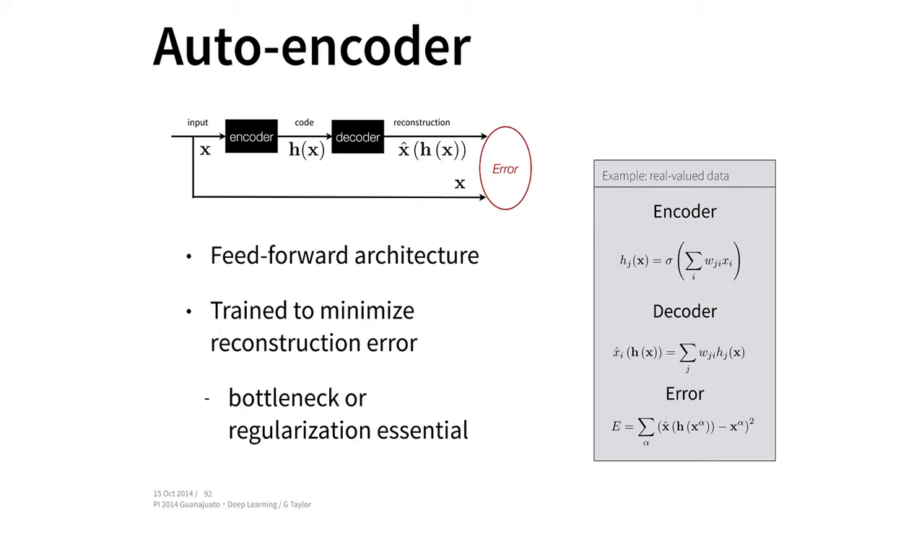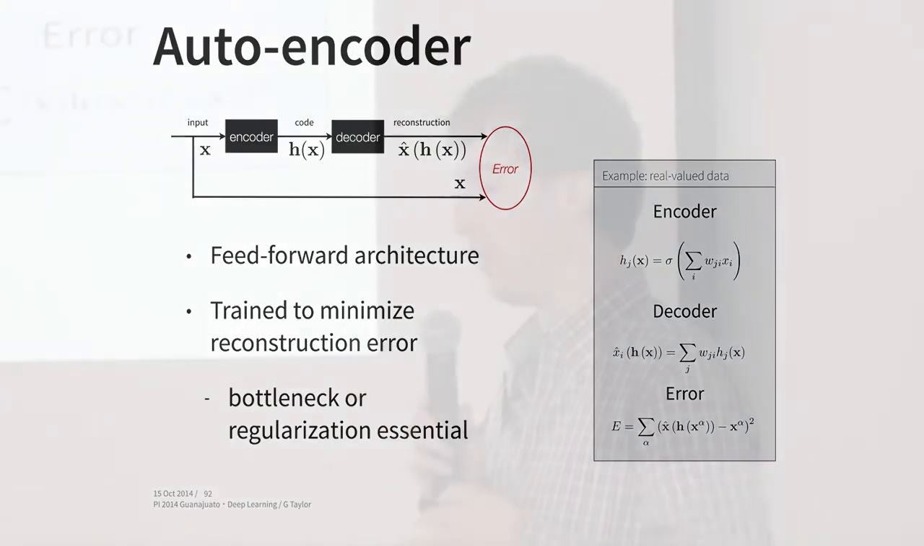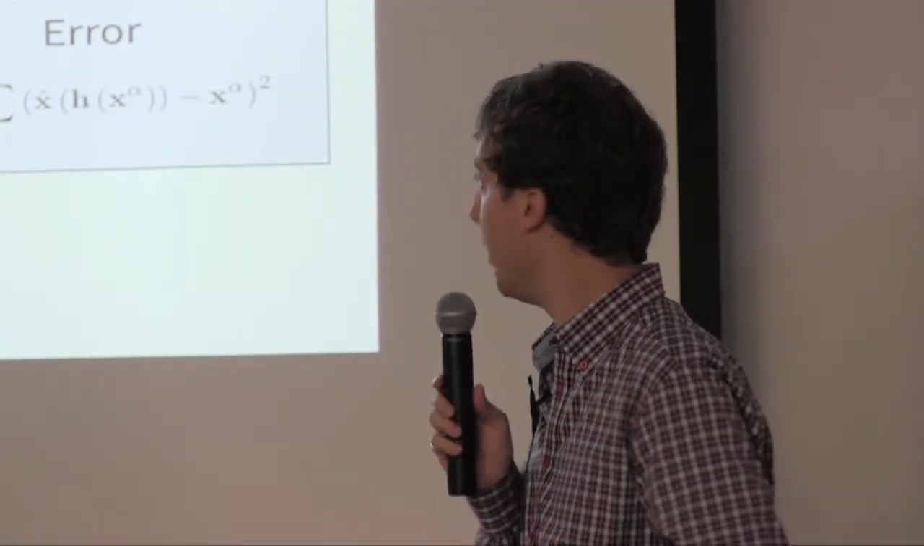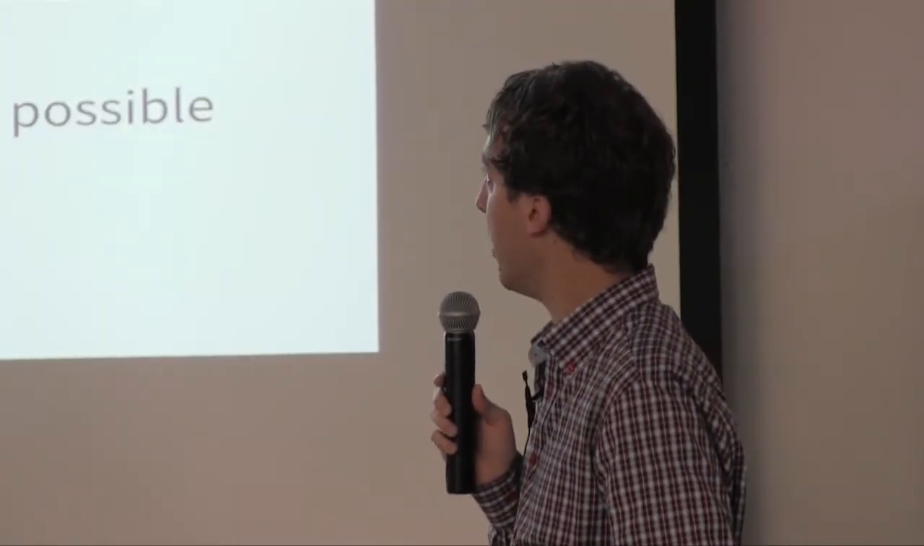The error is typically a squared error reconstruction. But if you have binary data, you can use a cross-entropy error, or if you have discrete data, you could use a multivariate cross-entropy error, and so forth. So that's the basic autoencoder.